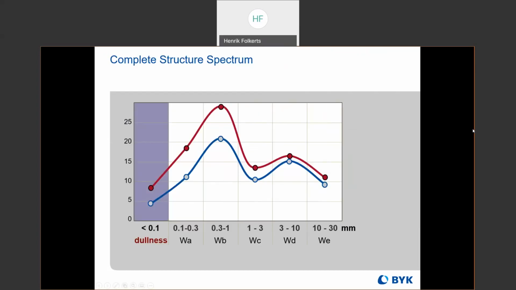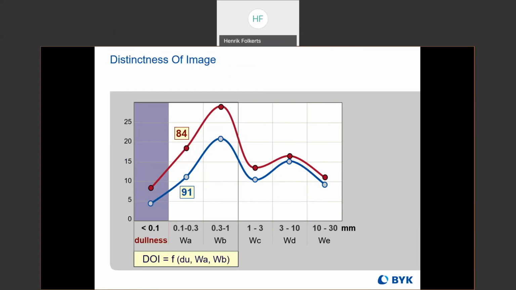So this gives us our complete structure spectrum: not only the WA through WE for structures in the 0.1 to 30 millimeter size range, but also dullness, which gives us an indication of how much structure there is in the less than 0.1 millimeter size range. Distinctness of image, the DOI scale, is a function of the dullness as well as WA and WB. The larger structures, WC, WD, and WE, don't really have an effect on the DOI of the surface. DOI is largely affected by dullness, but also WA and WB.